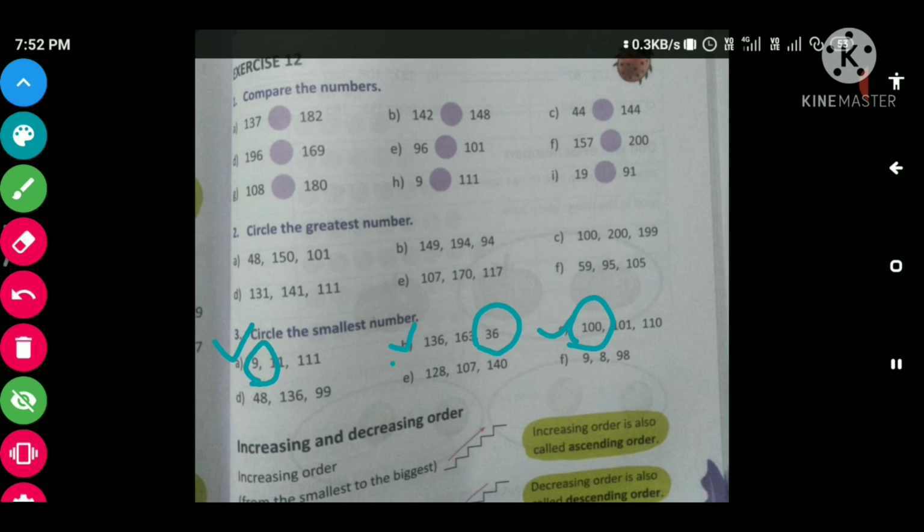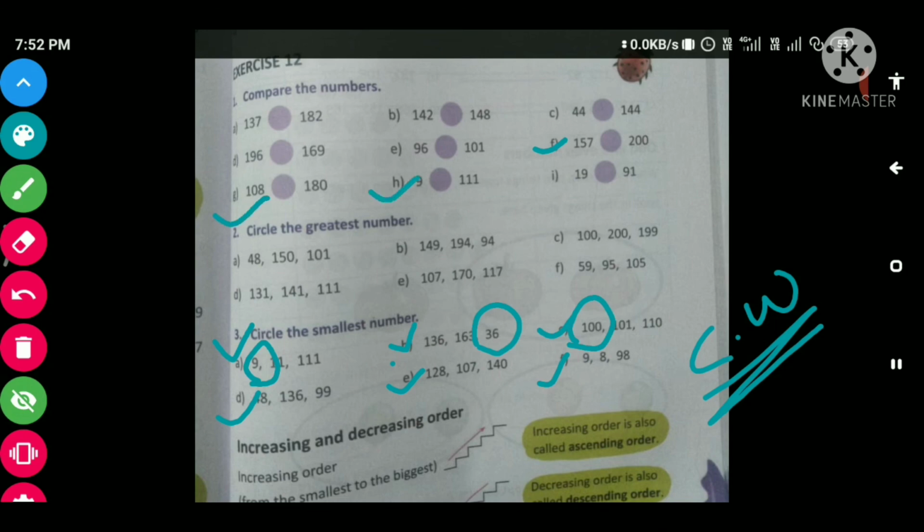Okay, like this only you have to do D, E and F in your classwork copy. Is it clear? So what's your homework? You have to do F, G, H, I, right? Then E, F, right? And then these 4. Okay, these 3. You have to do this question in your classwork copy.